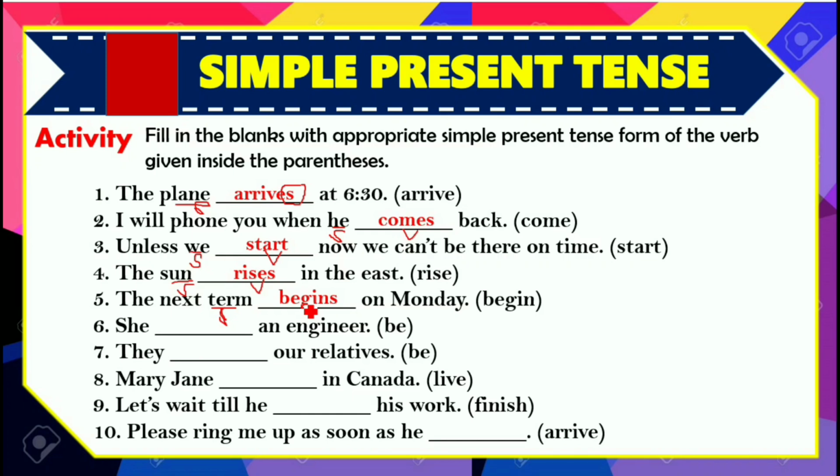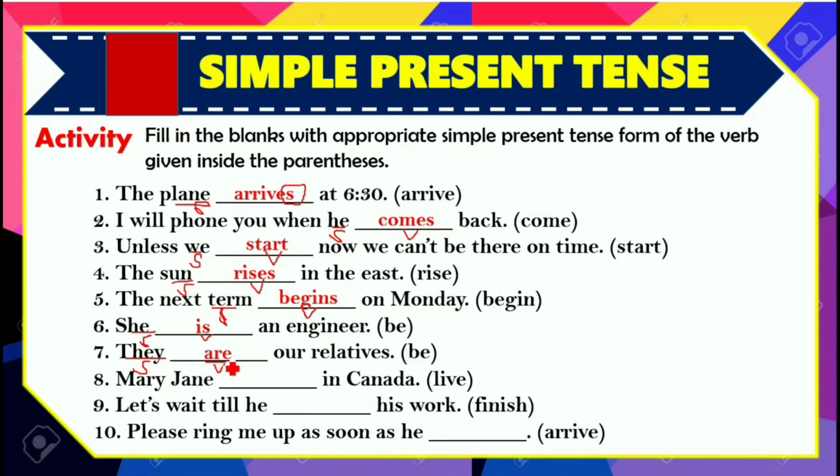Number 6, she blank an engineer. So what be verb are we going to use here? So what are again our be verbs in the present tense? It could either be is or are. So she is an engineer. So she, of course, is singular, so we use a singular verb is. Another is number 7. They blank our relatives. So another be verb. Is it is or are? Of course, it should be are because our subject is plural, they. So we need a plural verb.